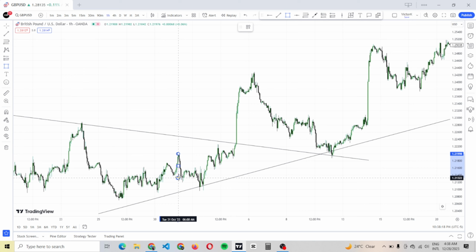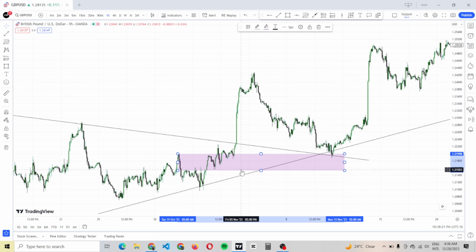So if you use the mitigation block, use maybe ICT PDRAs as part of the things that make up your confluence, then you will find way more accuracy with your trades. Okay, so this is price coming straight into the mitigation block, which is these three candles, and price taps with very little drawdown and goes higher.